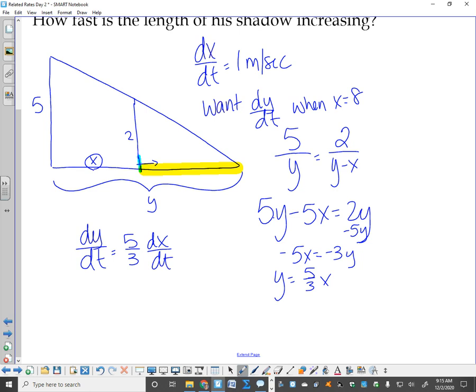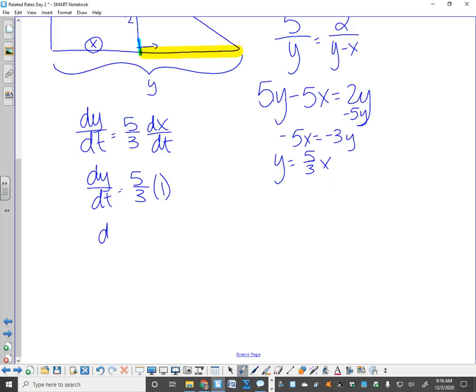And they told me that dx dt is 1. So dy dt equals 5/3. Technically, it's times 1. I'm going to show my work. dy dt equals 5/3 meters per second. That's the tip of the shadow. That is the length of y and the rate at which it is changing.